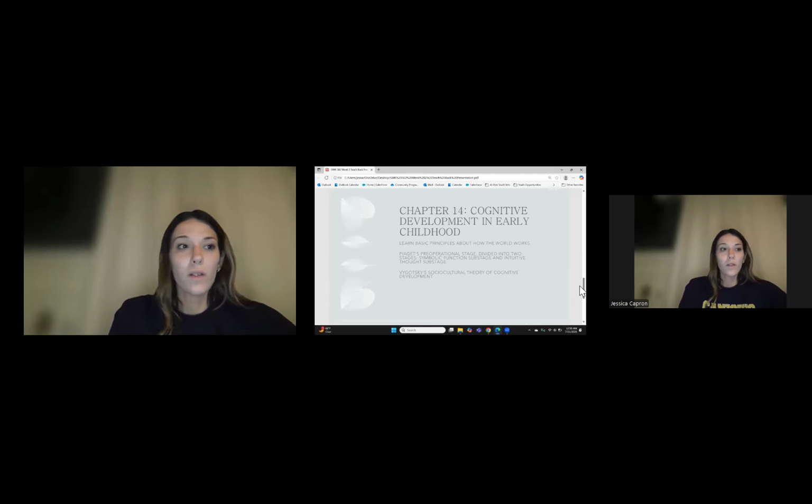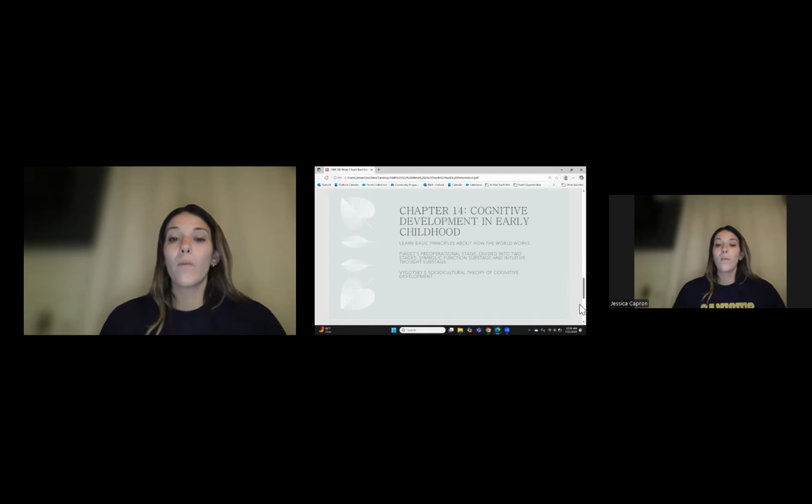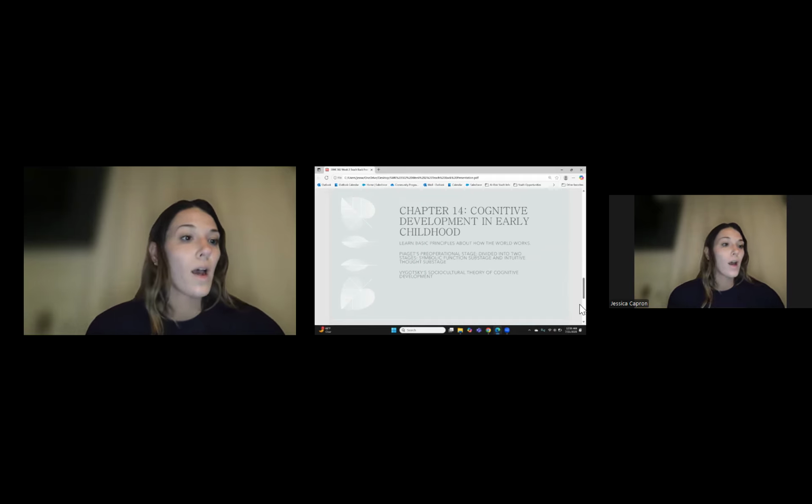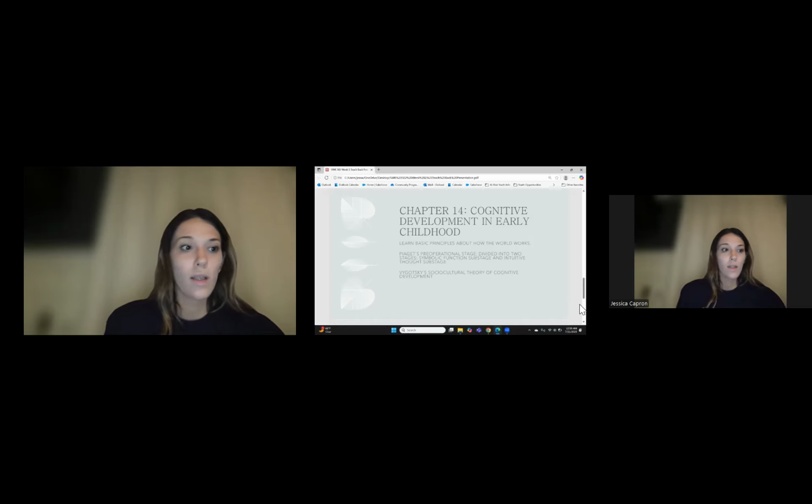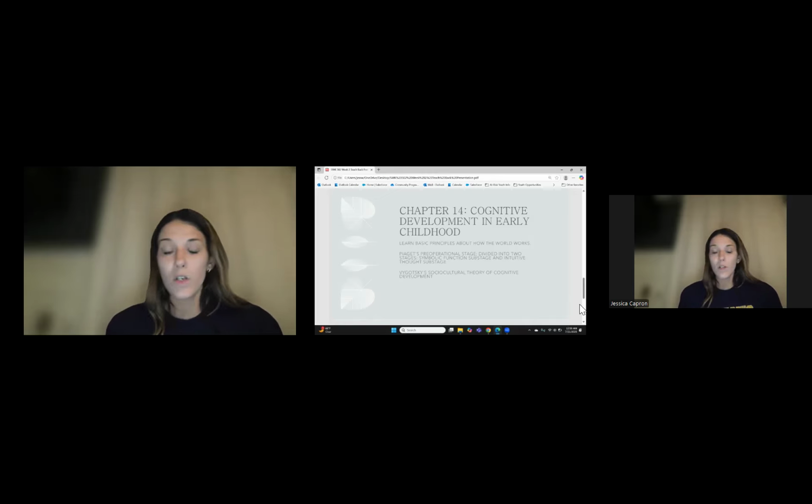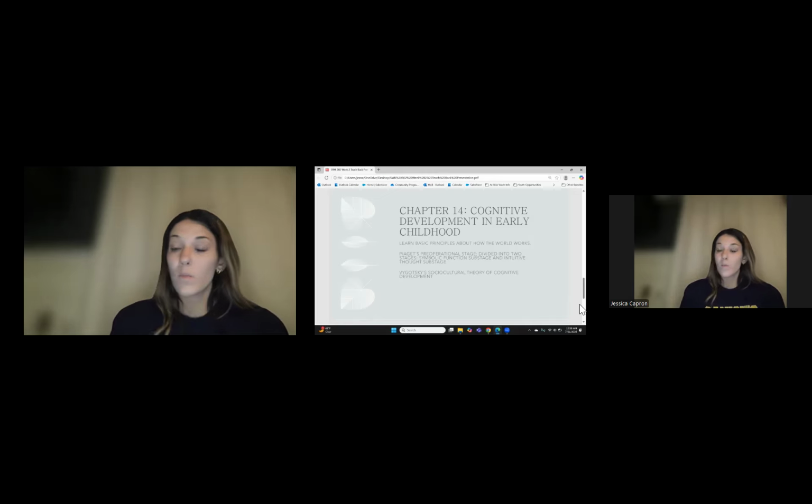Moving on to chapter 14, cognitive development in early childhood. This is where children learn about the basic principles about how the world works. And I believe his name is pronounced Piaget, his pre-operational stages. In these stages, children begin to use symbols to represent words, images, and ideas. This is where pretend play comes into existence in the child's play structure.